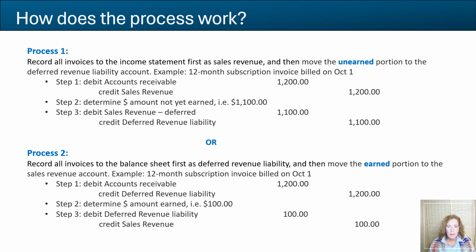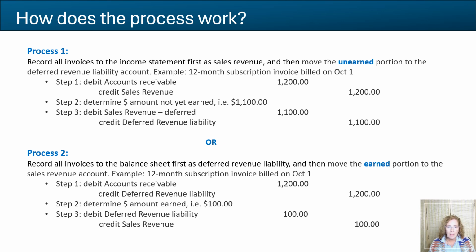Some companies use what I've labeled here as RevRec Process 1 to record all invoices first as revenue on the income statement because management wants to be able to see the total sales amount invoiced for the month. It's also a nice double check to be able to tie out the revenue on the income statement to the invoice register at month end.